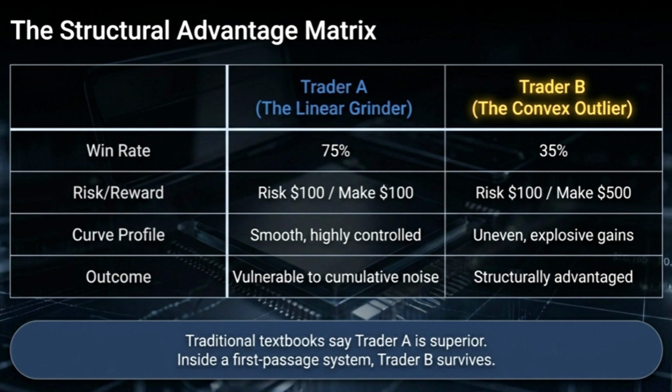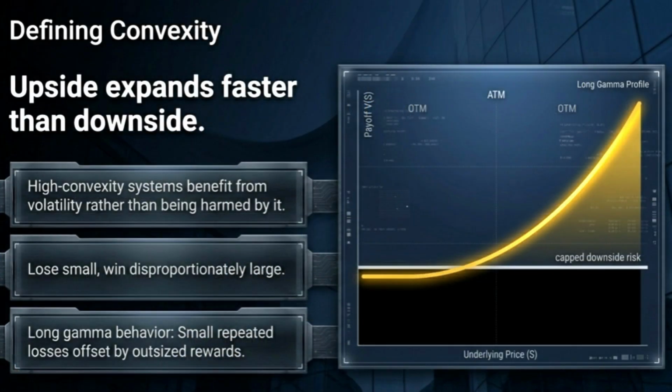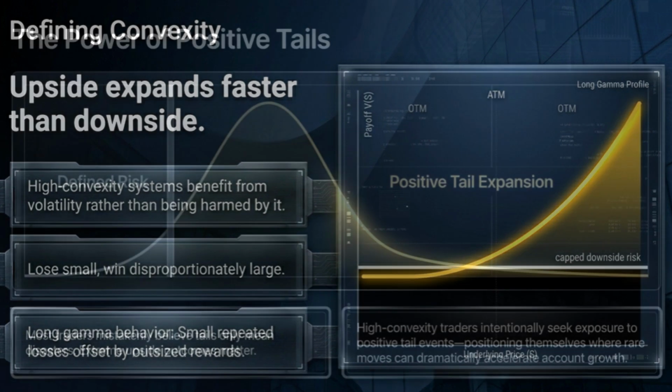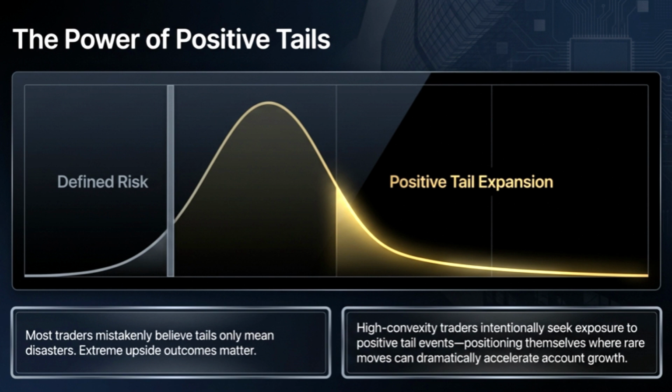Convexity sounds complicated, but the intuition is simple. Convexity means your upside expands faster than your downside. So we're talking about profit factor. You lose small and you win disproportionately large. High convexity systems benefit from volatility rather than being harmed by it. Let's use options language for a second, okay? A long gamma position gains increasing benefit as price moves aggressively. Small losses occur repeatedly, but large moves create outsized rewards.